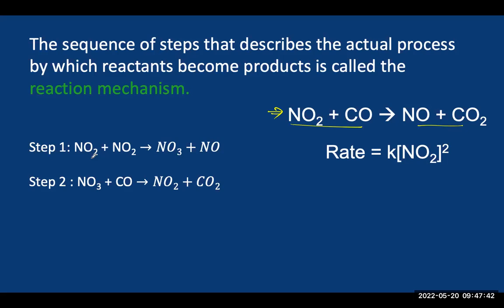The first step, 2 NO2 will react together to form NO3 and NO. So one of the oxygens will move to the other molecule to form NO3 and NO. And then NO3 will react with the other reactant, which is not used yet, which is CO, to form NO2 and CO2. And these are the products here. So if we have two steps here, these two steps will be called the reaction mechanism.